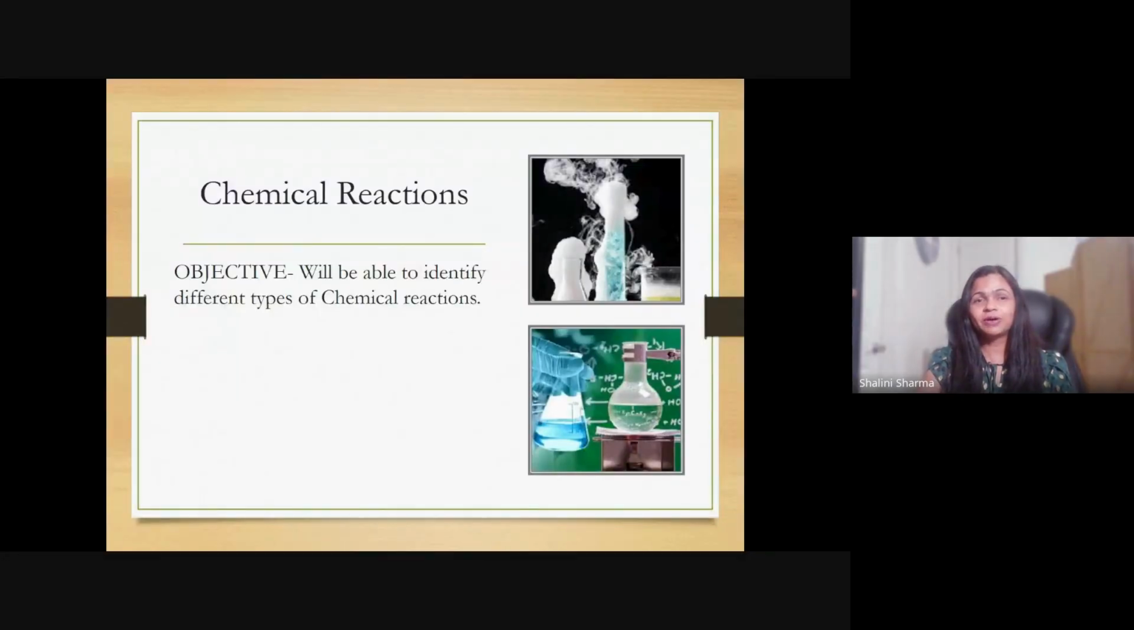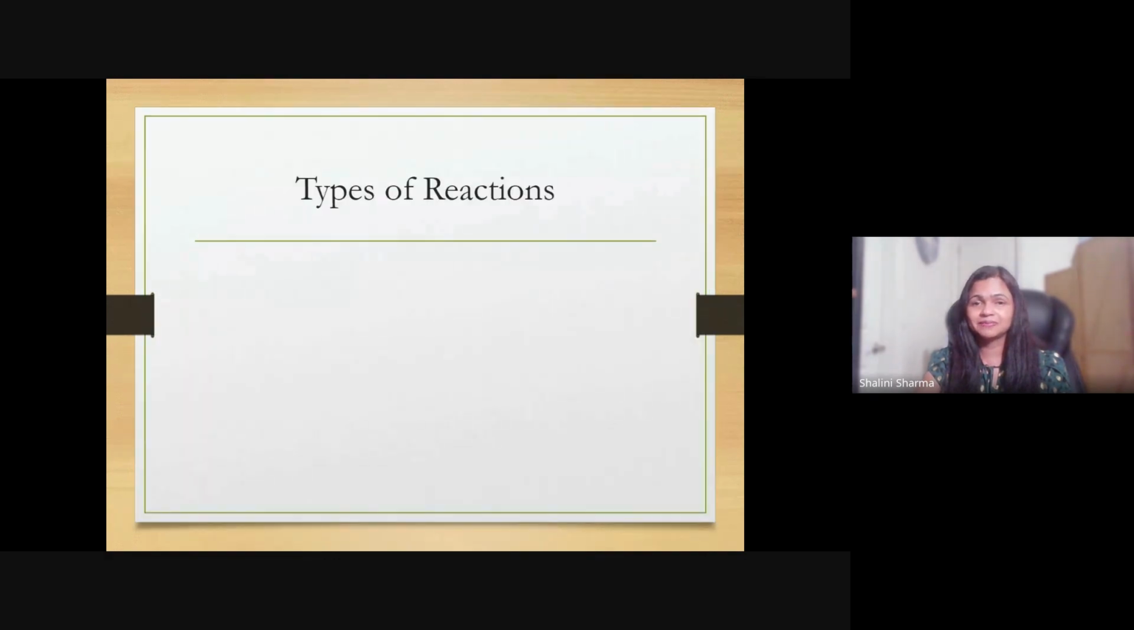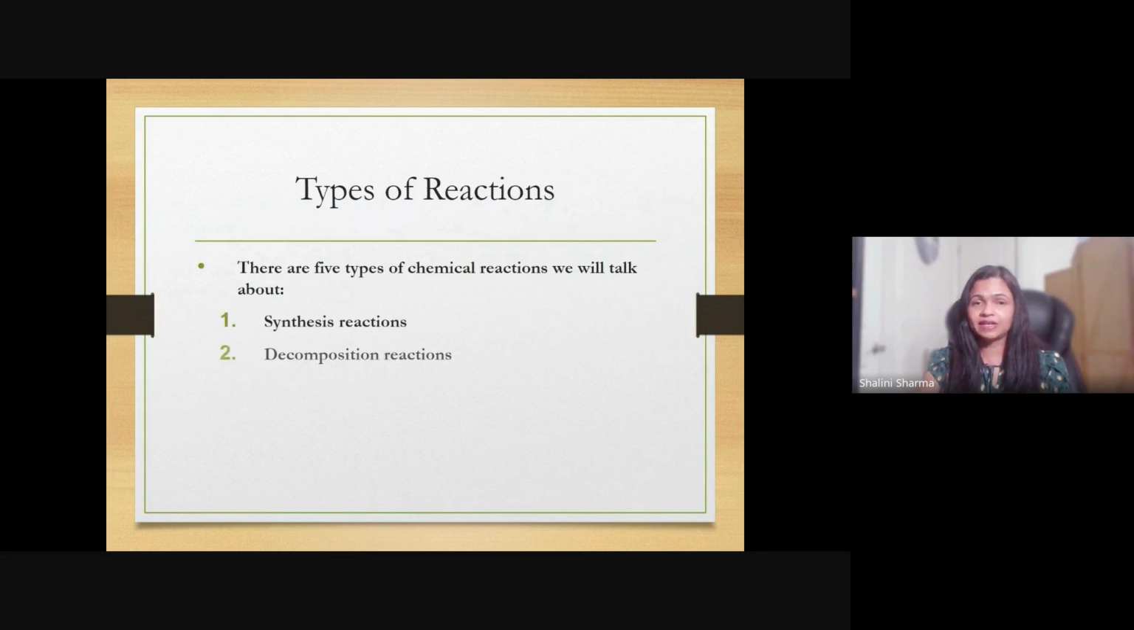We are going to learn about different types of chemical reactions today. What are the major 5 types of reactions, and how do we identify different types of chemical reactions? Let's look at the 5 types of chemical reactions first. First one is synthesis reaction, second decomposition reaction, third is single replacement or single displacement reaction, fourth is double displacement reaction, and the fifth one is a combustion reaction.